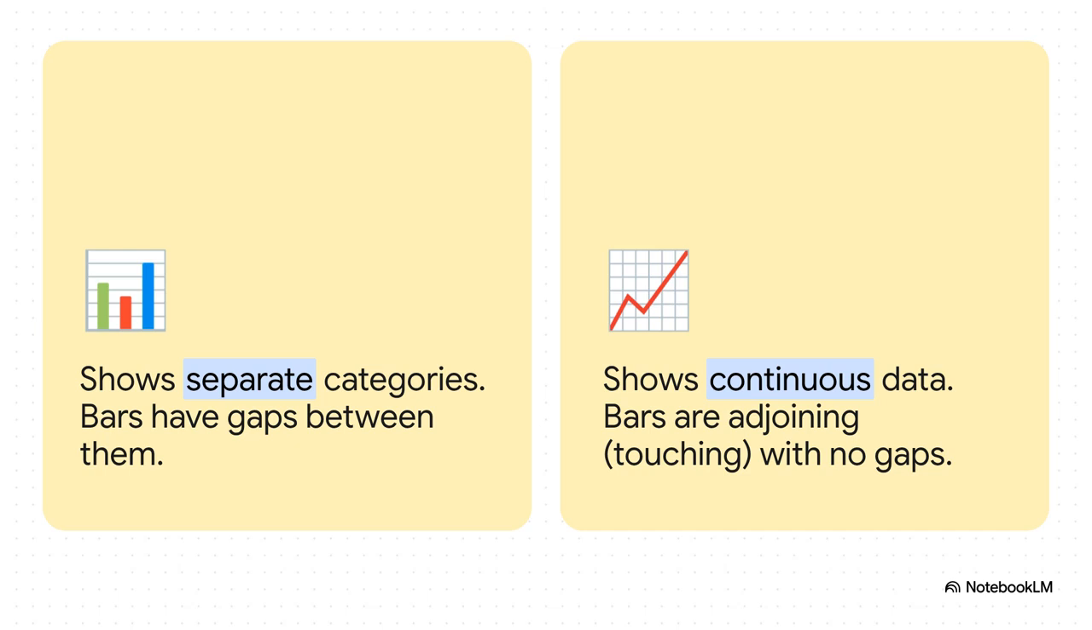Now look closely and notice the critical difference. A bar diagram has those gaps, right, for separate categories, but a histogram's bars, they touch. They're all right next to each other. And that tells you that data is continuous, that it flows from one group directly into the next. That one little visual distinction, it means everything.